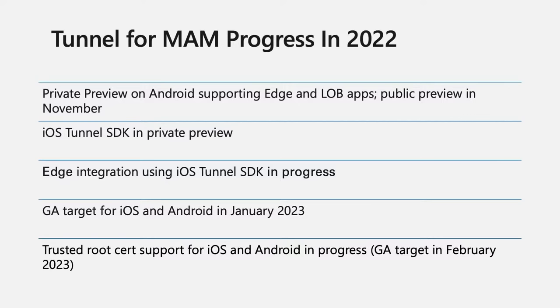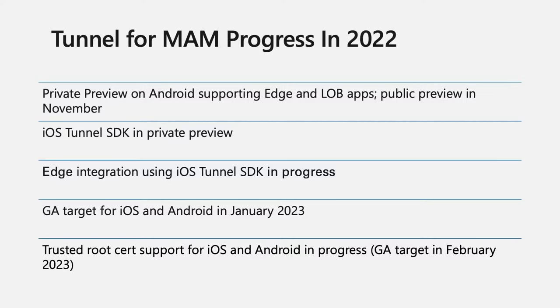We have our Edge integration on iOS that's occurring right now. And that integration is also almost complete. And so we'll have that ready at GA. And then our target for GA for iOS and Android is January of 2023. So we're getting very close here. We're very excited. A lot of customers are asking about this.